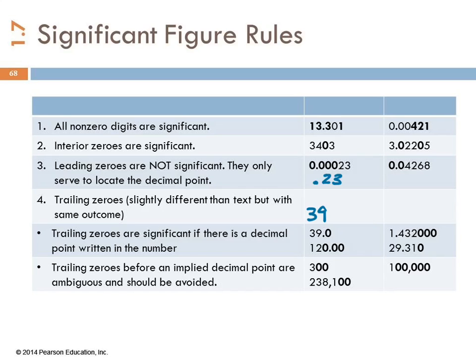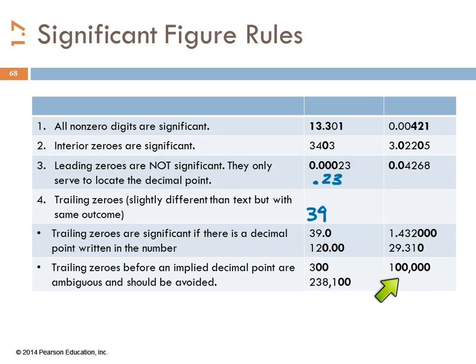We don't know. Is that last one an uncertain digit and the one before it is a certain digit? Or are those needed to hold the decimal place? So we say they're ambiguous. We don't like ambiguity in science. We want to know this way or that way. So we want to avoid these trailing zeros.